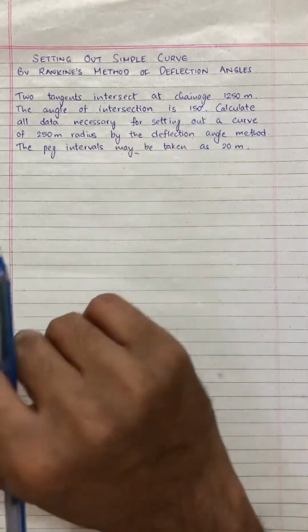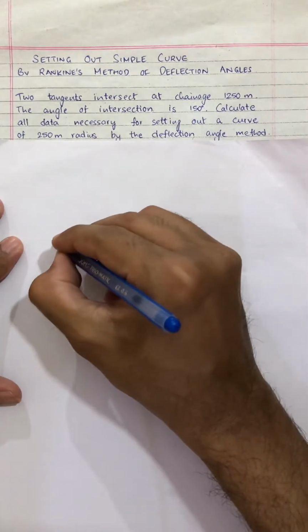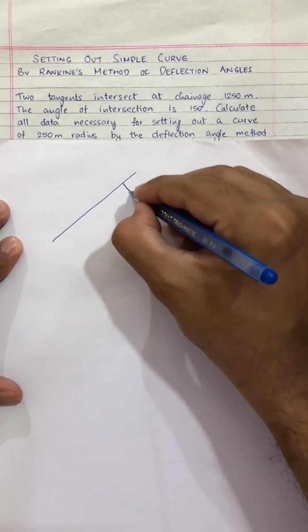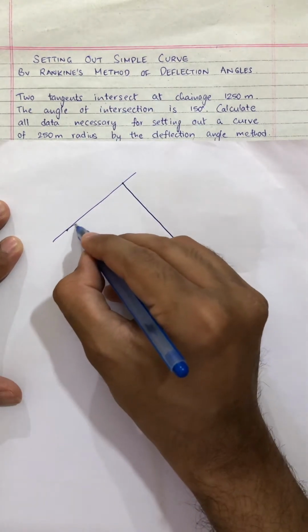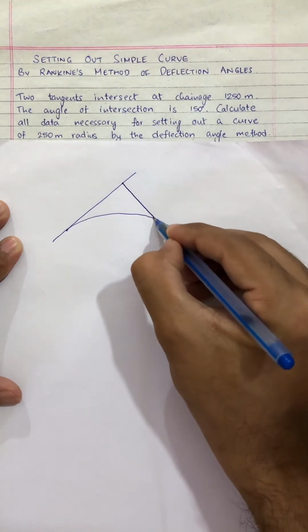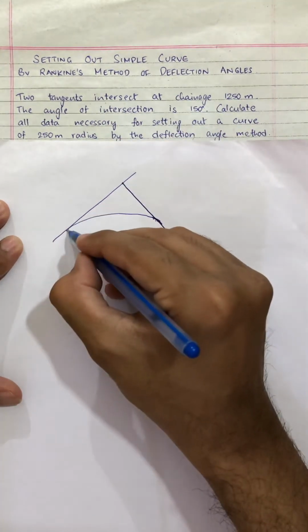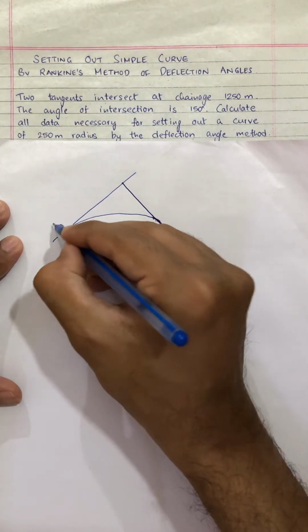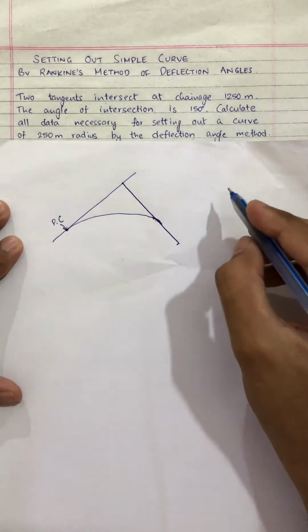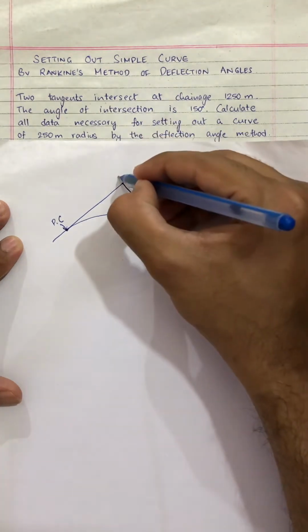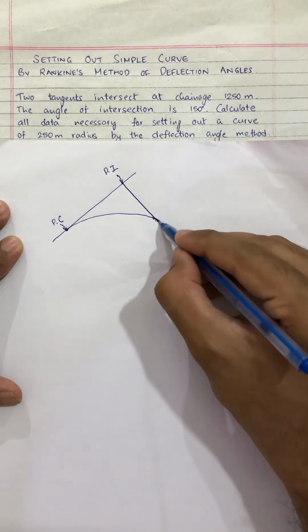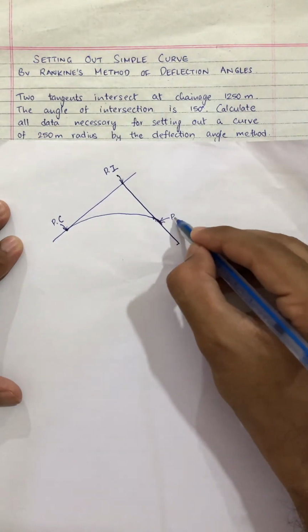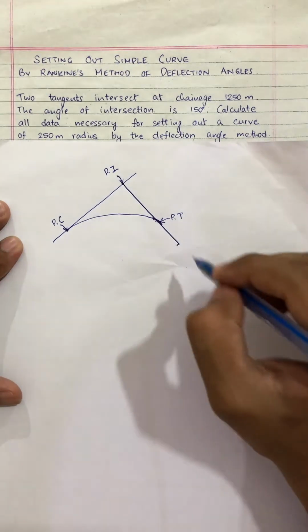Two tangents intersect at chainage 1250 meters. This means that suppose this is one tangent and this is another tangent. So this is one curve between these tangents. The starting of the curve is known as the point of curve, PC. The two tangents, where they intersect, is known as the point of intersection, PI, and the curve where it ends is known as the point of tangent, that is PT.